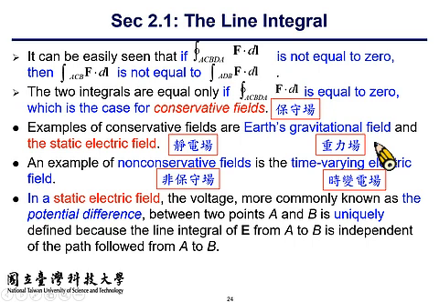On the other hand, if the closed loop integral result is 0, then it's referred to as a conservative field, 保守场. And here are some examples of conservative fields, such as static electrical field and gravitational field. And for non-conservative field, as I already mentioned a couple of times, the time-varying electromagnetic field is the so-called non-conservative field, right?